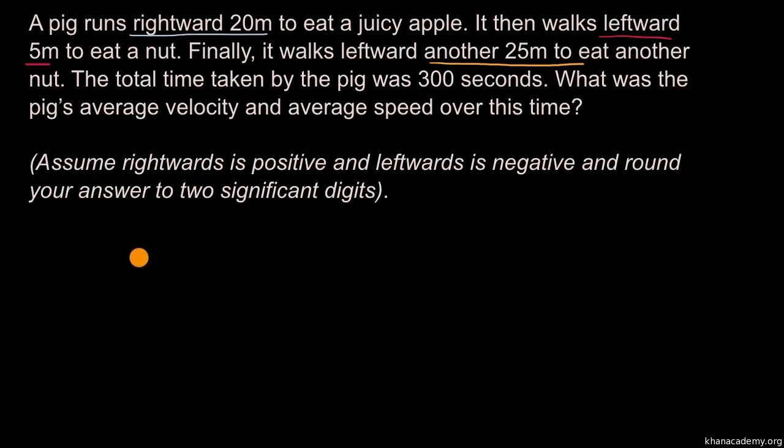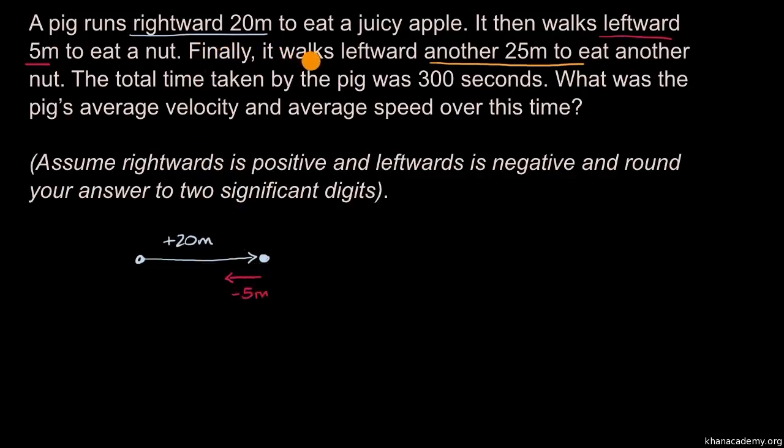So this is our pig. It first runs rightward 20 meters. So we could say that's a positive 20 meter displacement. So it goes plus 20 meters, ends up right over there. Then it walks leftwards 5 meters. So then from there, it's going to walk leftwards 5 meters. So we could call that a negative 5 meter displacement.